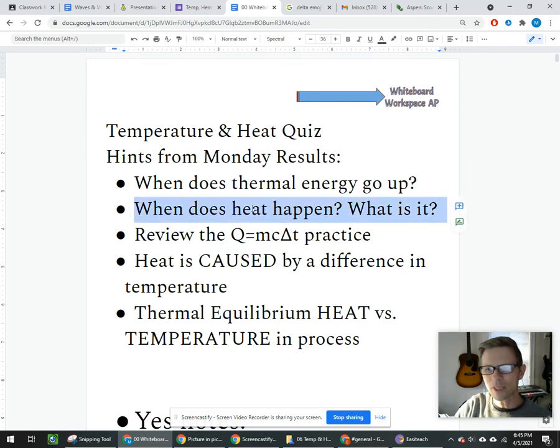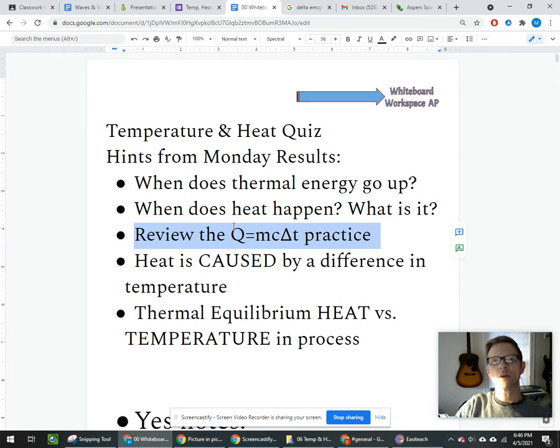What about heat? What is it? Heat happens whenever you have two objects that have different temperatures. It flows from high temperature to low temperature, period. It'll happen naturally. Go over the equation. Do some practice. Find those problems. Some of you didn't know how to do that.